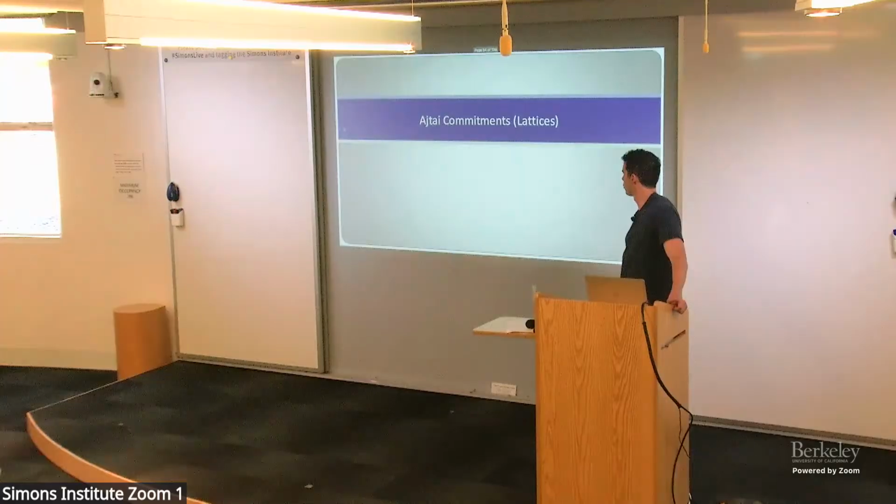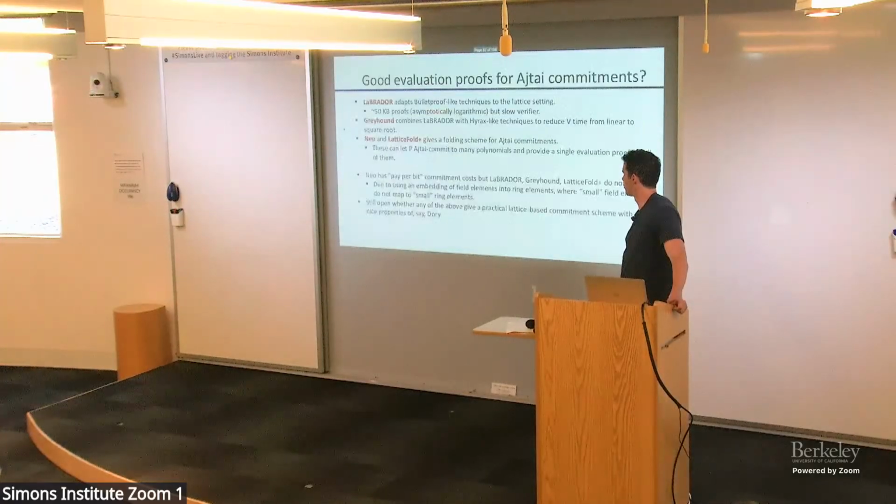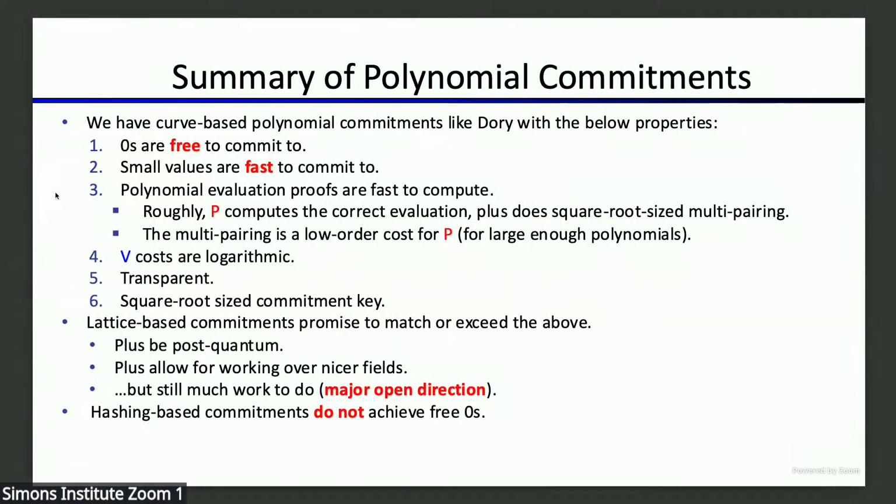Okay, let me just skip over the lattice stuff. What I would really want is for lattice schemes to just directly replace the curve schemes, so I want all 6 properties. The summary of the lattice schemes is that we have some of these properties, but certainly not all of them at once. If you just focus on the commitment phase, we actually already have lattice-based commitment schemes that have super great commitments, where zeros are free to commit to, small values are fast to commit to, and all this stuff. But that scheme doesn't yet come with a really nice evaluation proof.